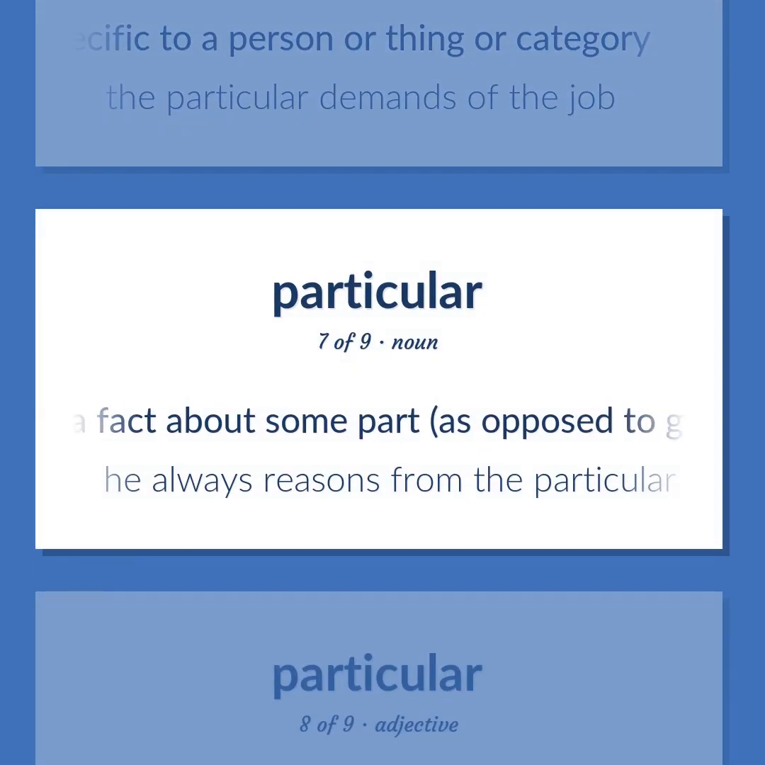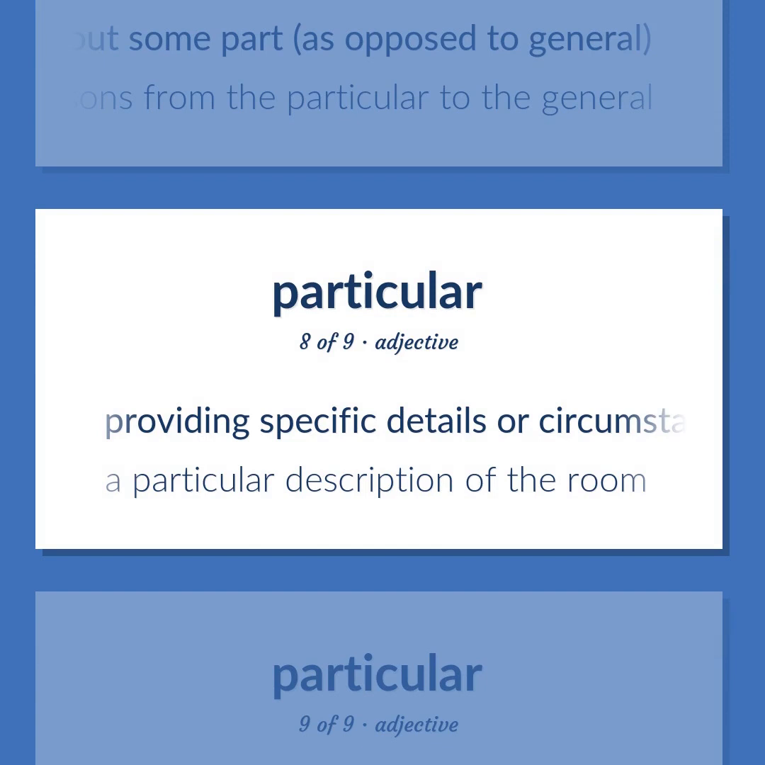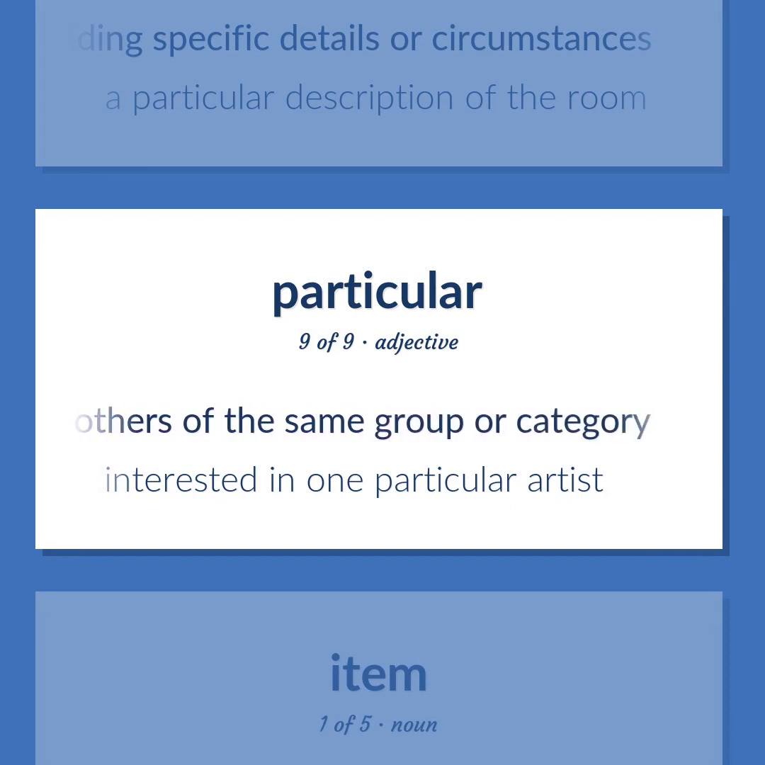A fact about some part, as opposed to general. He always reasons from the particular to the general. Providing specific details or circumstances. A particular description of the room. Separate and distinct from others of the same group or category. Interested in one particular artist.